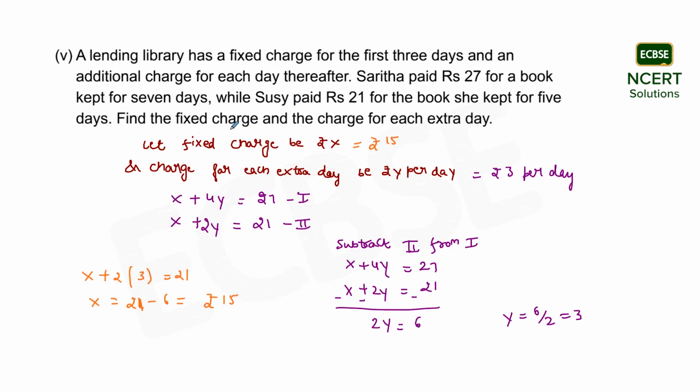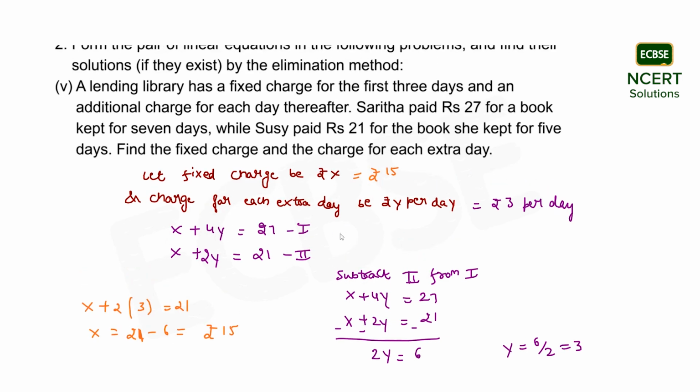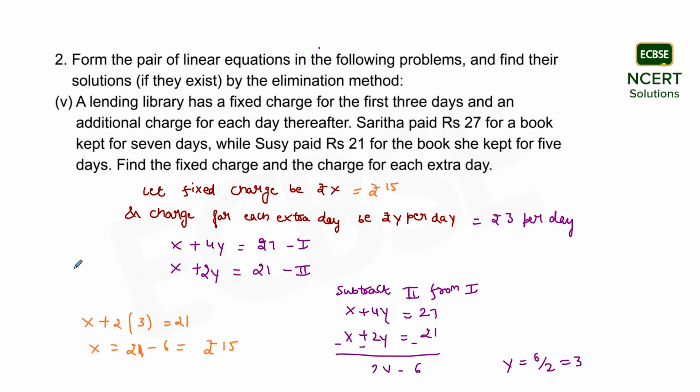It has been asked in the question to find the fixed charge, that is rupees x, which is equal to rupees 15, and the charge for each extra day, which comes out to be equal to rupees 3 per day. We have found both the values. So this was about the fifth problem of question 2 of exercise 3.4. I hope this question is clear to all of you.